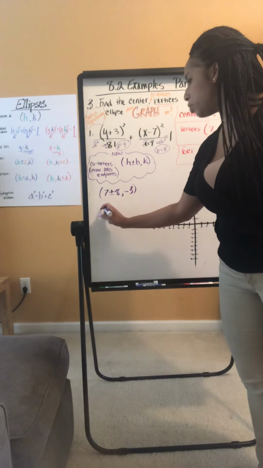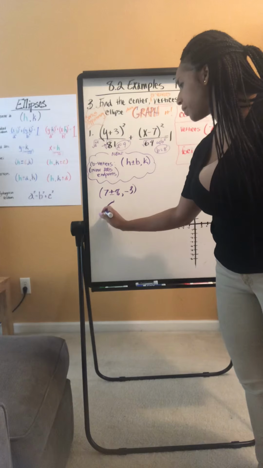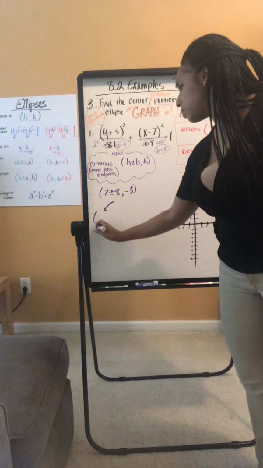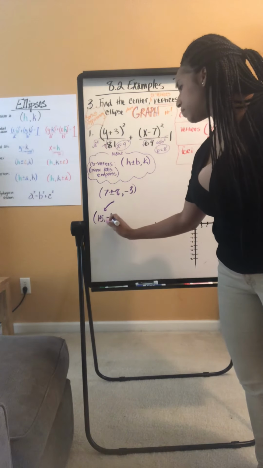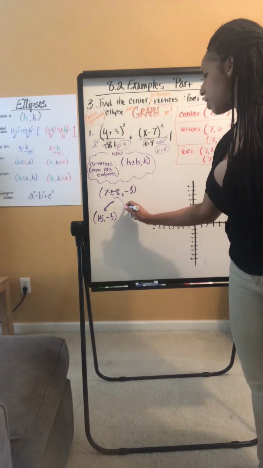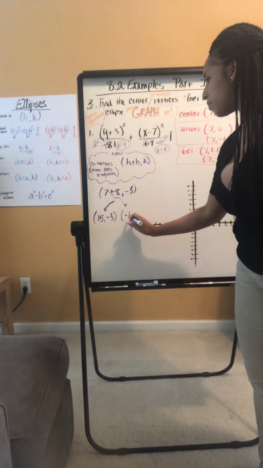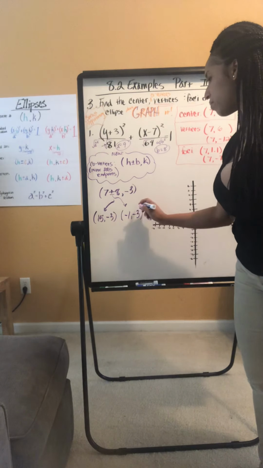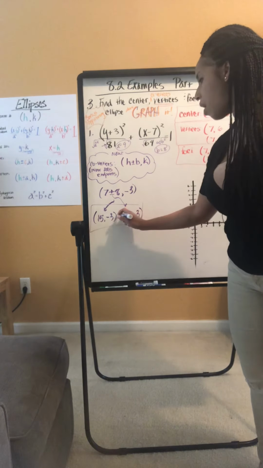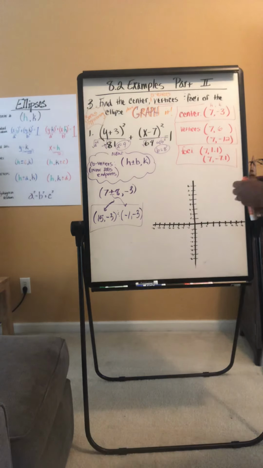Okay, so my first one would be 7 plus 8. 7 plus 8 gives me what, 15? So I have 15, negative 3, and then 7 minus 8. 7 minus 8 is going to be negative 1, and then I have my negative 3. So these two are my co-vertices. So let's just graph all these points.